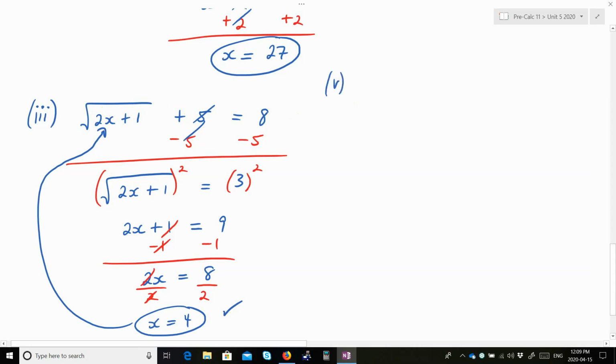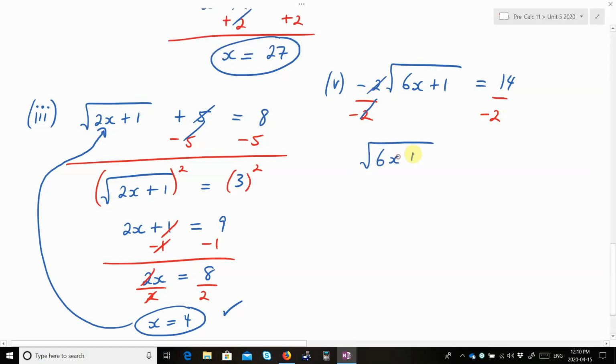And let's check out part 5. We've got negative 2 times the square root of 6x plus 1 equals 14. So let's isolate the radical. Divide both sides by negative 2. And we'll end up getting the square root of 6x plus 1 equals negative 7.